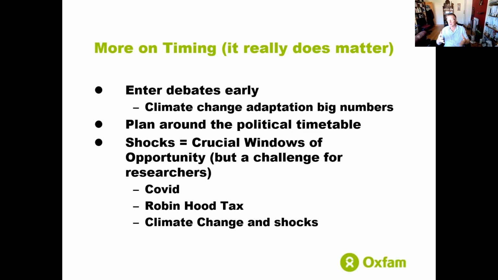Plan around the political timetable. Political parties and leaders have moments when they actually are interested in new ideas. For example, in some countries, when they're drawing up the manifesto for elections, or when a new leader has been elected, or when a new leader is going to be elected.